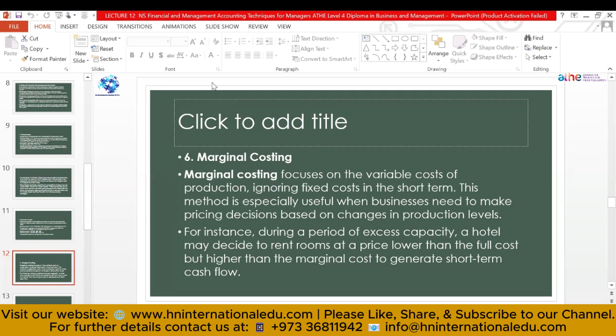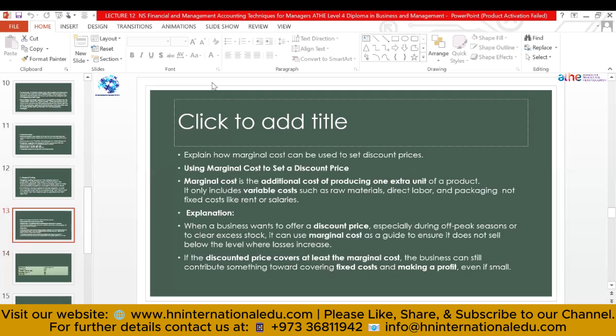For instance, during a period of excess capacity, a hotel may decide to rent rooms at a price lower than the full cost, but higher than the marginal cost, to generate short-term cash flow. Just for a shorter period of time, we do these things. It is very common. Then we have this question as a heading: Explain how marginal cost can be used to set discount prices. Now, how it helps to set up the discount prices, we will read this.